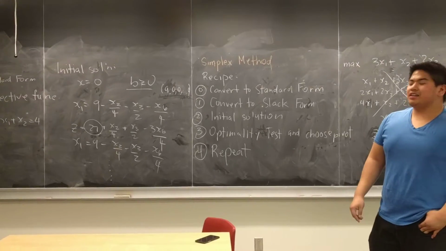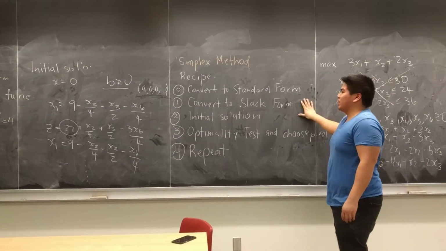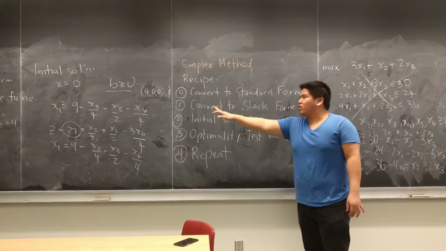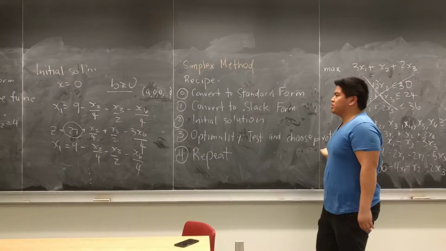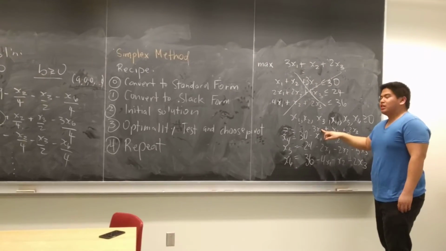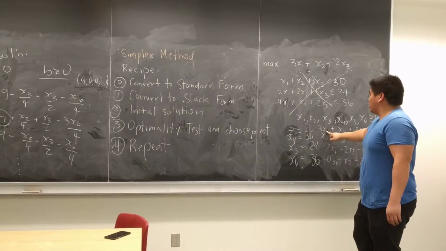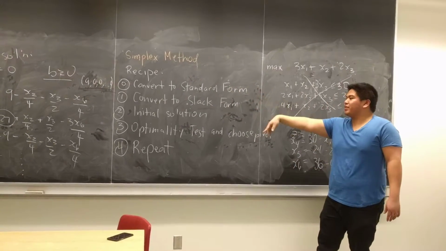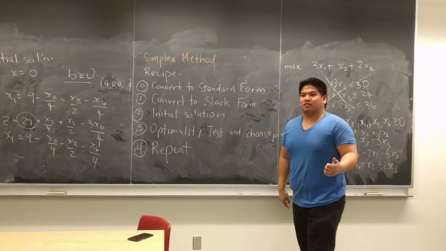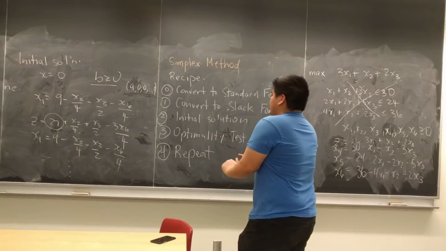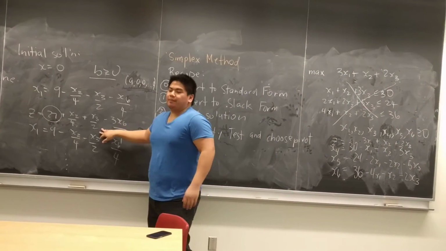Alright, you guys get that? So convert to standard form, convert to slack form, do our initial solution, optimality test, so check the coefficients, and then you choose the pivot, so you choose the variable, and after that, you update your x vector, you update your z, and you repeat. You guys get that? Just one more question. So next step, we would choose x3, 1/2 as the coefficient, because that's the max value.